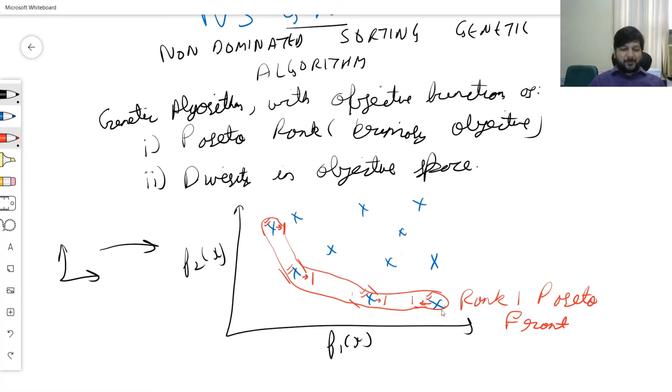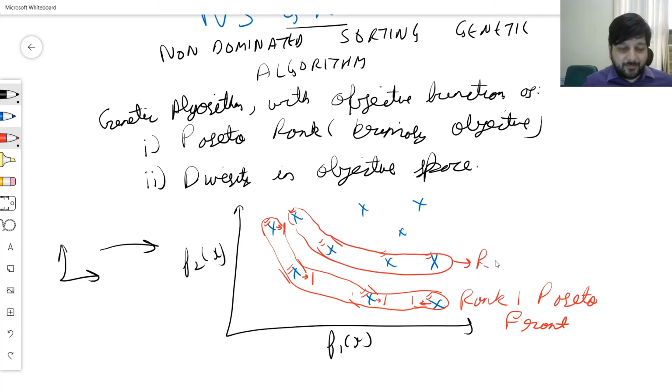Now I delete this one and I say that in the new population pool, just don't look at these individuals. Let's calculate the Pareto front again. This has nothing in its bottom left. I know it is, but we have just neglected it. This doesn't have anything in its bottom left. This has this in its bottom left, so no. This has this in its bottom left, so this is the rank 2.